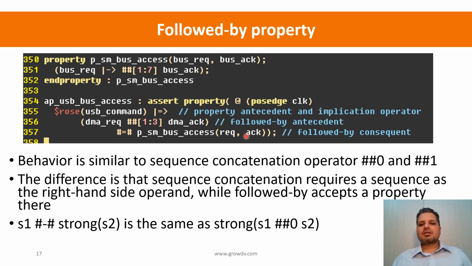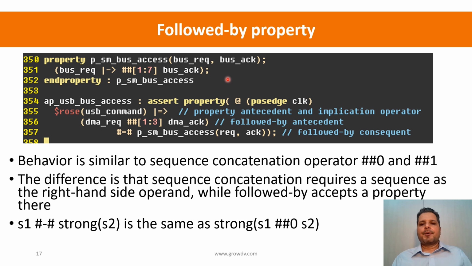Now this bus access that I am calling over here is actually a consequent for the followed by, and this timing expression is an antecedent for the followed by operator. And in this bus access property that I have over here, we again have an implication operator, because this is a property, so I can use an implication operator. Here I'm saying if there is a bus request within 1 to 7 clocks, I should be able to see a bus ACK, meaning it has gotten access to the actual bus.